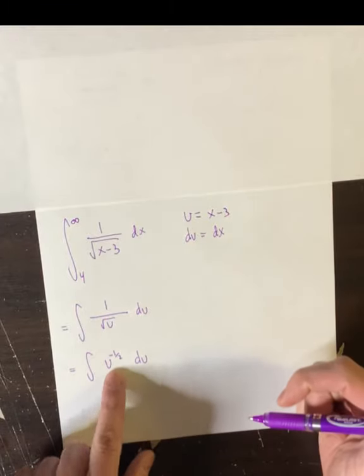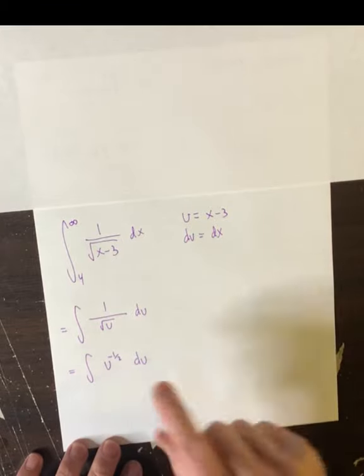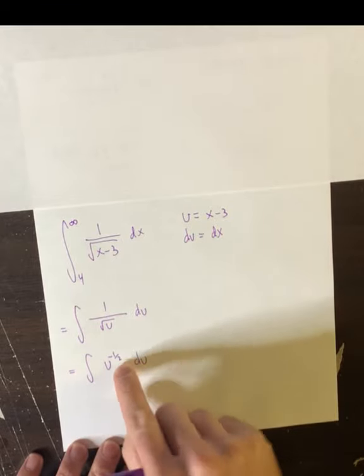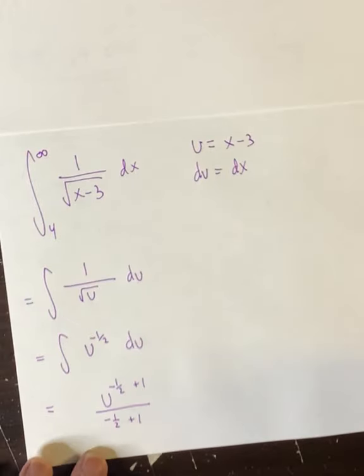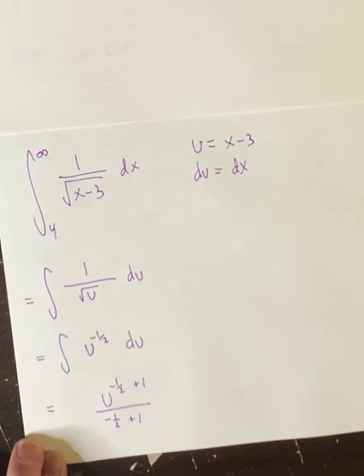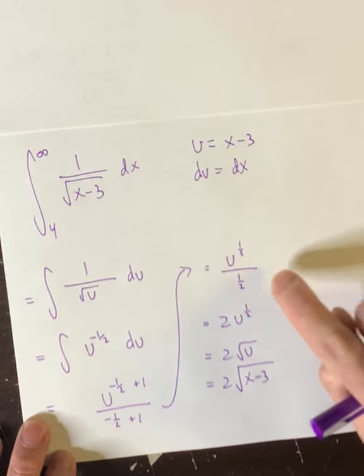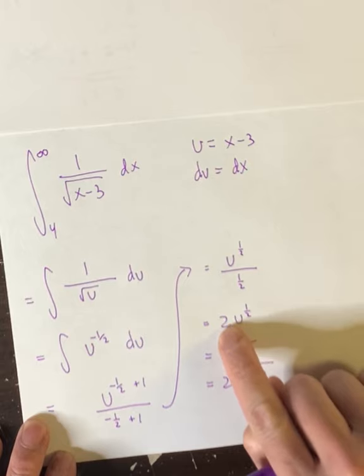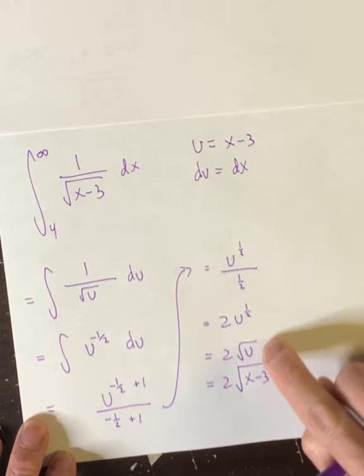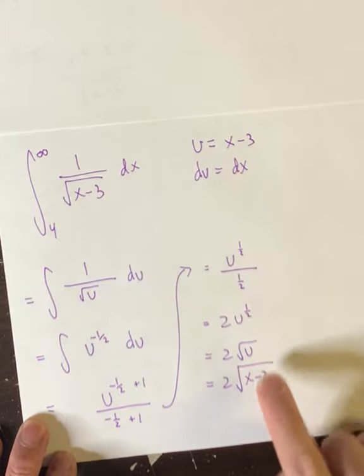And now we can just apply that property of taking an antiderivative, where you add 1 to the power and then divide by the new power. So I did just that. I added 1 to this, and I divided by that new exponent. So -1/2 plus 1 is just 1/2. Dividing by 1/2 is the same as multiplying by 2. Exponent of 1/2 is just the square root. U gets turned back into x's, x minus 3.